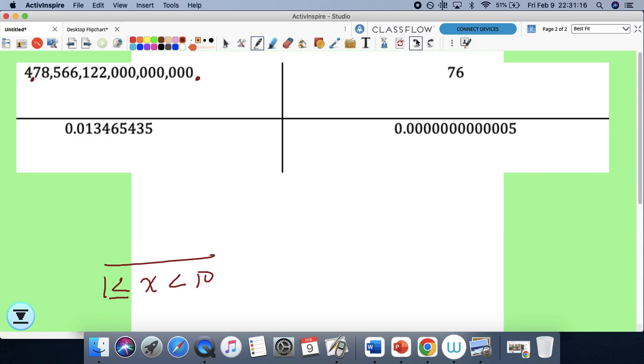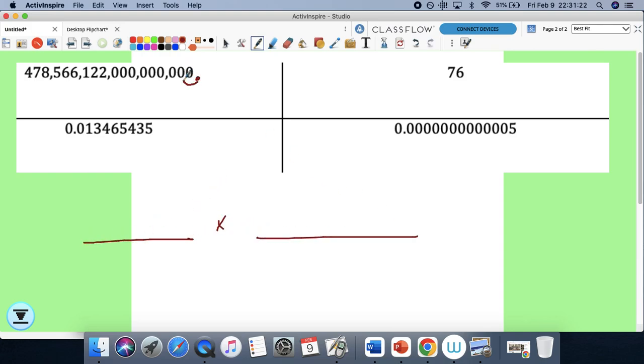So our decimal is going to travel. Let me just write this. It's going to travel 1, 2, 3, 4, 5, 6, 7, 8, 9, 10, 11, 12, 13, 14, 15, 16, 17. The number of place values that the decimal travels becomes your exponent. And then it travels from here all the way to here, and our first factor is the number 4.785666122.